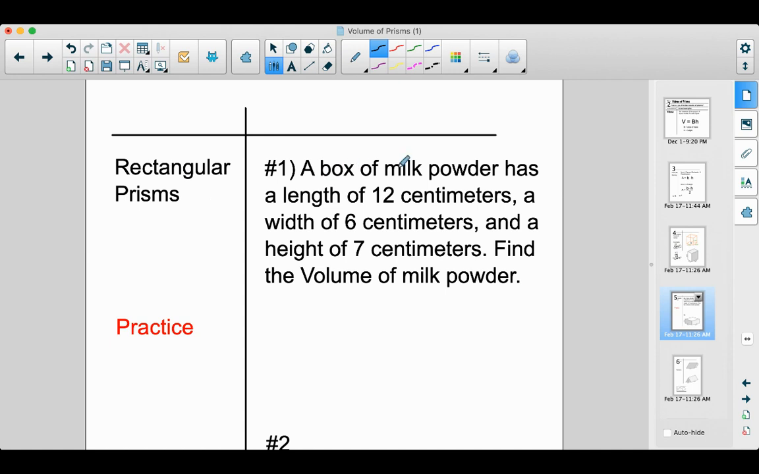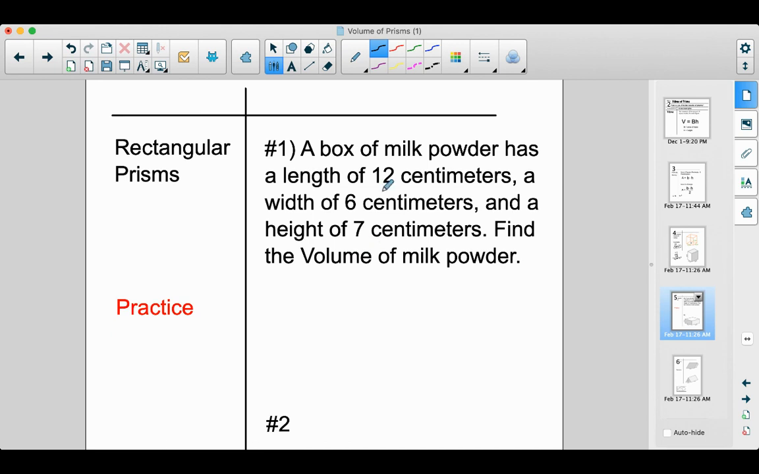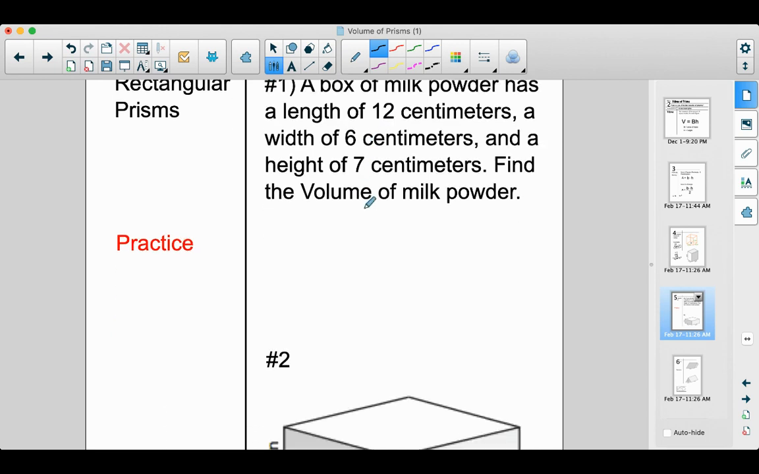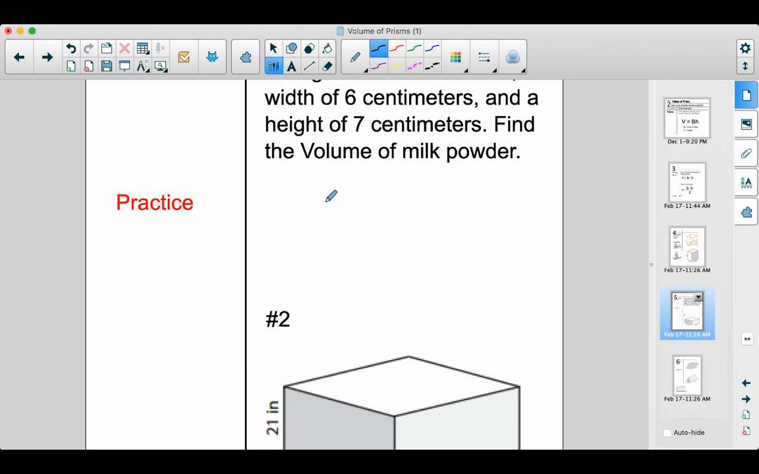This one says a box of milk powder has a length of 12 centimeters, a width of 6, and a height of 7. Find the volume of milk powder. Again, it doesn't even matter which is the base. I have my 3 dimensions. If I want the volume, I can just multiply them all together. 12 times 6 times 7 will give me 504. 504 centimeters cubed.